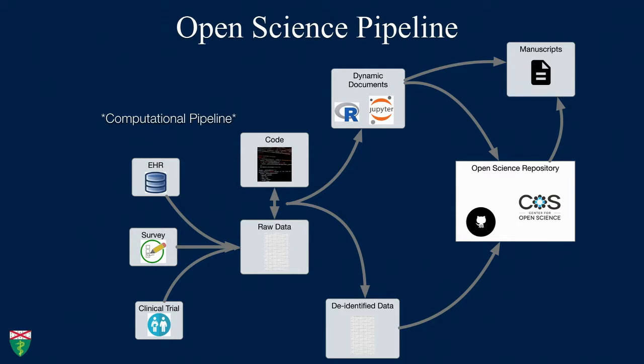So you have your data on the side, you have your code that's interacting with the raw data. At some point you pull out your de-identified data, and that's going to be put into an open science repository. The code that's interacting with the raw data generates dynamic documents that come out of that, and those are put out as manuscripts. And then that information, along with the de-identified data, because it's sitting in a repository, enables further research that can generate additional manuscripts.